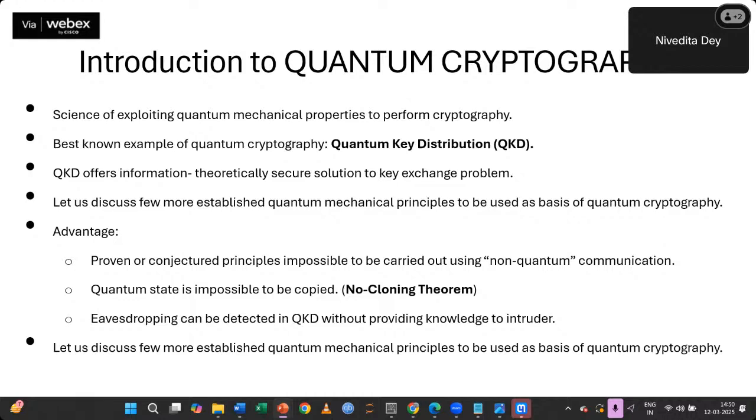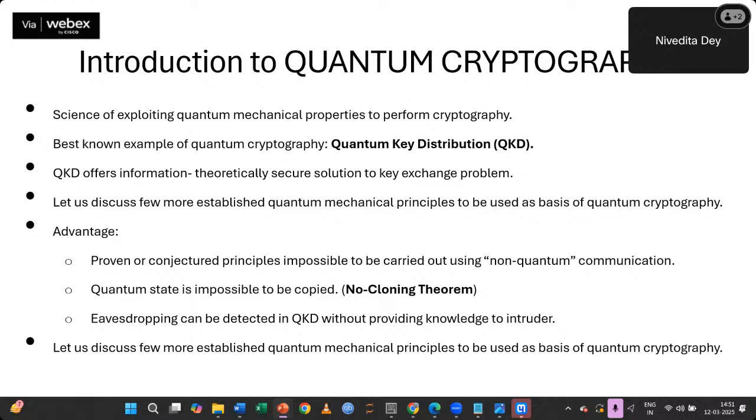Now we will be discussing a few more established quantum mechanical principles to be used as the basis of quantum cryptography. The first advantage is proven or conjectured principles impossible to be carried out using non-quantum communication, because for quantum states you definitely need a quantum communication channel. Otherwise, it cannot work. The second one is that a quantum state is impossible to be copied. We have seen it; it is called the no-cloning theorem.